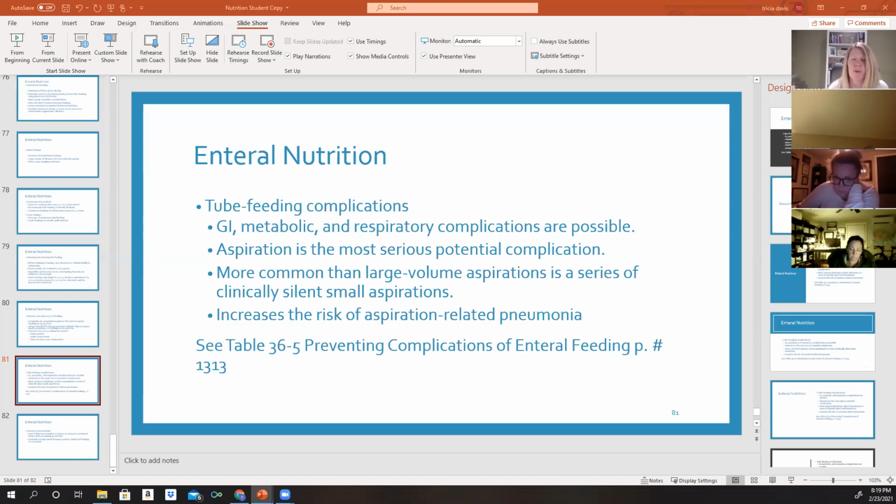Sometimes if you are instilling formula at a very fast rate of speed and the formula is too cold, if it's not just room temperature, this can cause diarrhea, and it can also cause bacterial contamination. So this would leave your patient at risk for developing an infection.